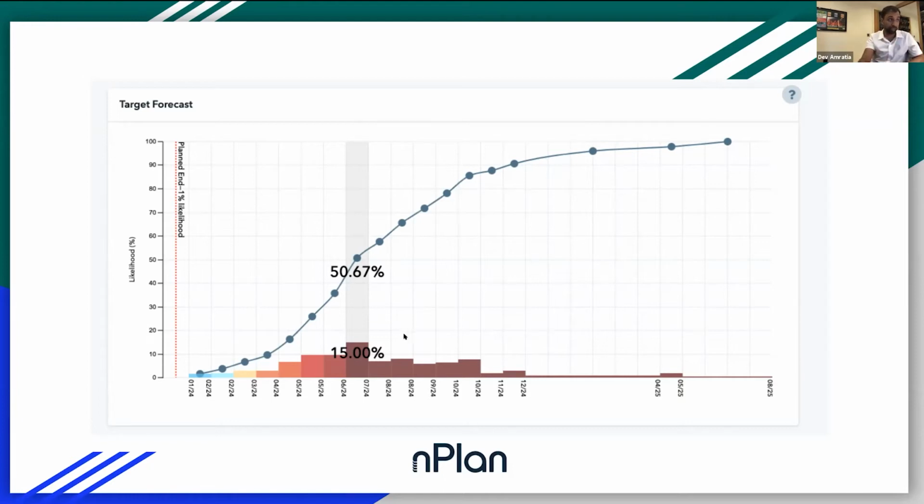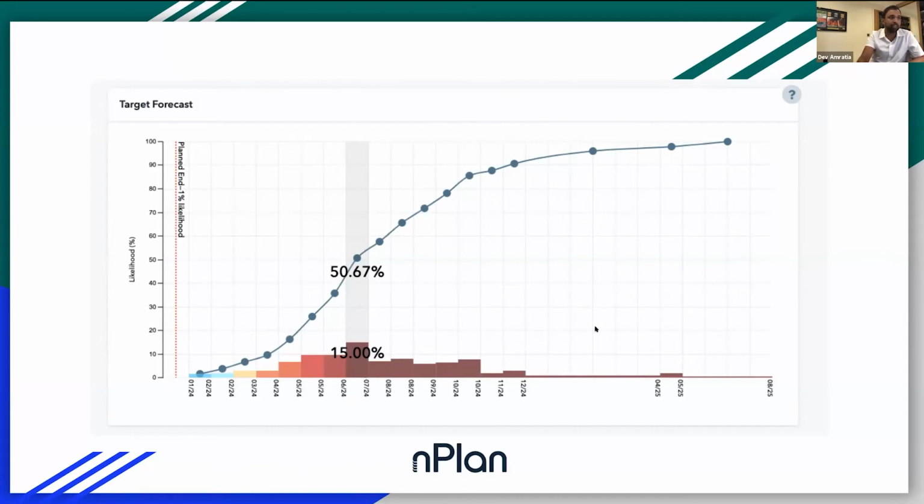But what's interesting on this is that the planned end date has no chance of being achieved, or like a 1% chance of being achieved. So it's sitting to the extreme left of this graph. The P50, the 50% probability that you're going to be able to hit that date, or you have a 50% chance of being on or before that date and a 50% chance of being on or after that date, is sitting at July of 2024.